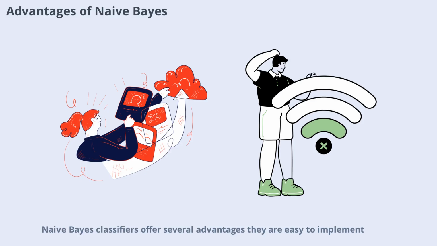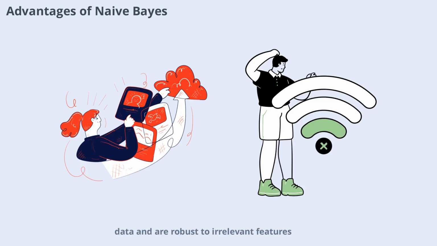Naive Bayes classifiers offer several advantages. They are easy to implement, require less training data, and are highly scalable. They perform well even with high-dimensional data and are robust to irrelevant features. These strengths make them a popular choice for many practical applications in data science.